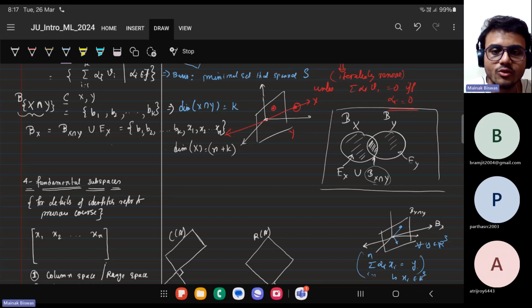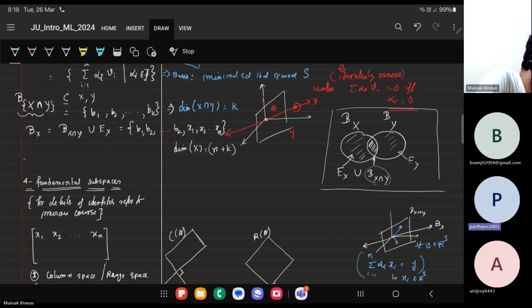So if you have only been able to span a three-dimensional space within, say, a 10-dimensional space, I would need 7 extra basis vectors to span the rest. Yes, 7. That's what independence means. That's what I'm doing. Is it clear? Okay.